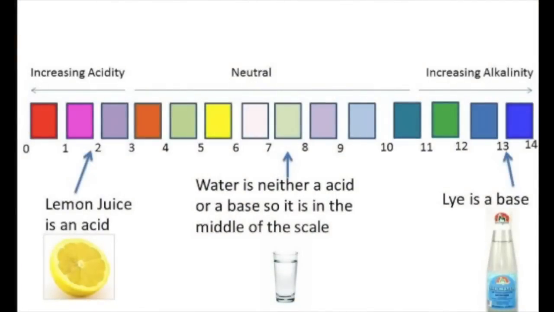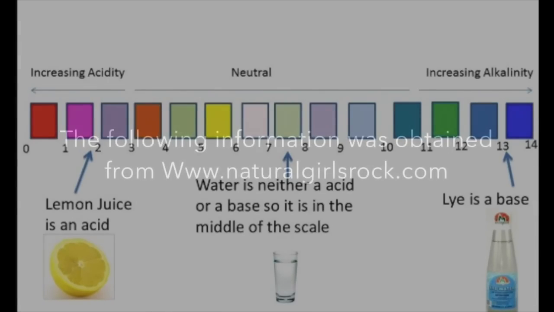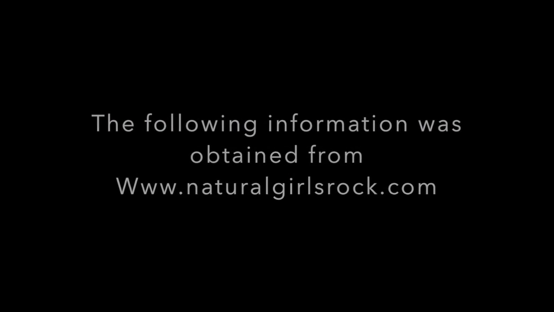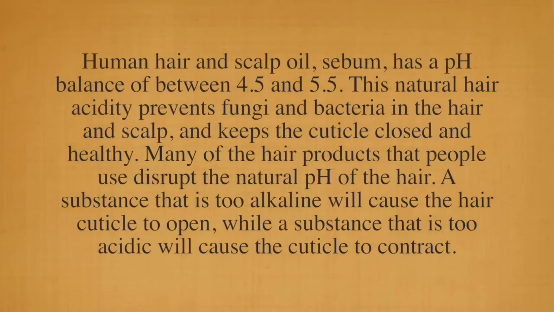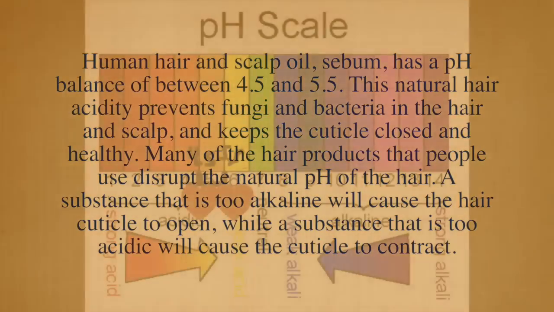On the acidic side, which is on the left, you see lemon juice. That is an example of something that is an acid. On the right, you see lye, which is something that is alkaline. Right in the middle, you see water, and it's neither an acid nor a base because it's neutral, as its pH is 7. Human hair and scalp oil, which is also called sebum, has a pH balance between 4.5 and 5.5. Some of the products that we use on our hair may not be pH balanced.